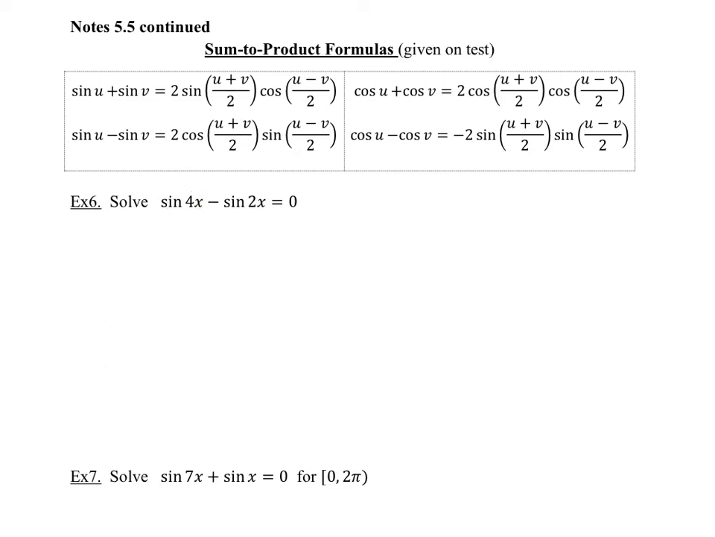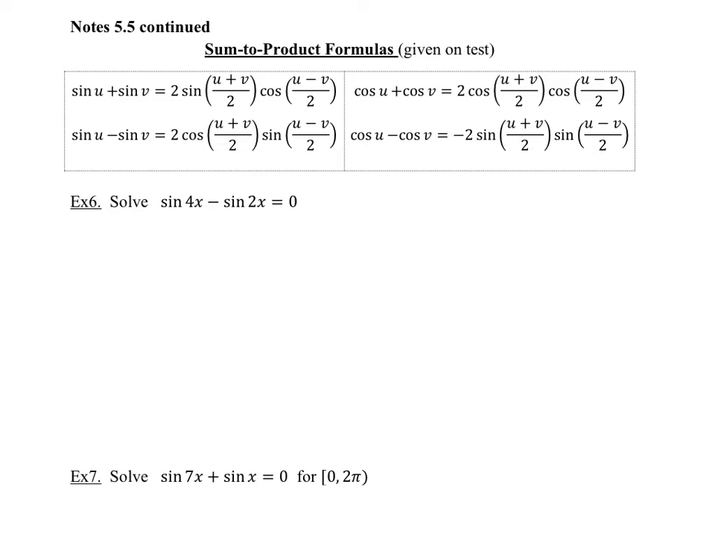So for example, sine of 4x minus sine of 2x equals 0. They don't match, although I could probably use the double angle formula for this one. But the same is true on this one. They don't match. It makes it very difficult to solve when they don't match. But if they were written as a product, it would actually be much easier to solve. Okay, let's look at the first one.